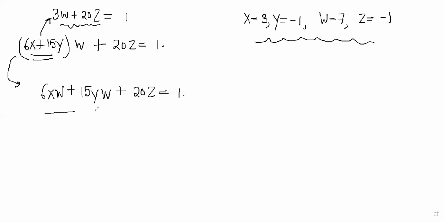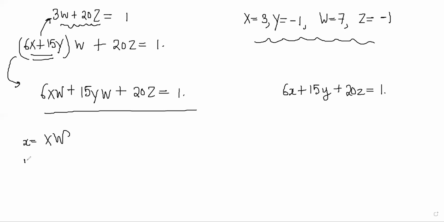So the original equation was 6x plus 15y plus 20z equal to 1. Now you can say that small x must be the xw, small y must be the yw, and small z is equal to z only, right? So xw becomes 21, this becomes -7, and this becomes -1. Correct. So basically, what was the idea here?